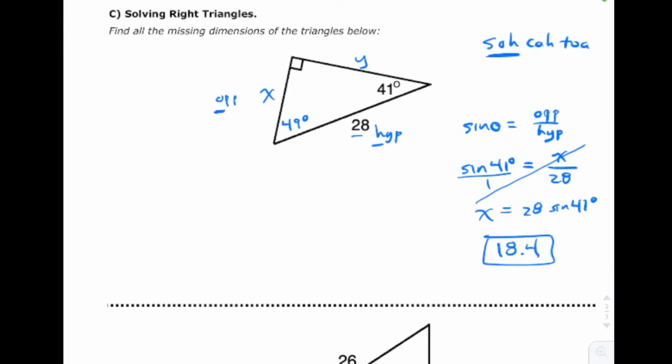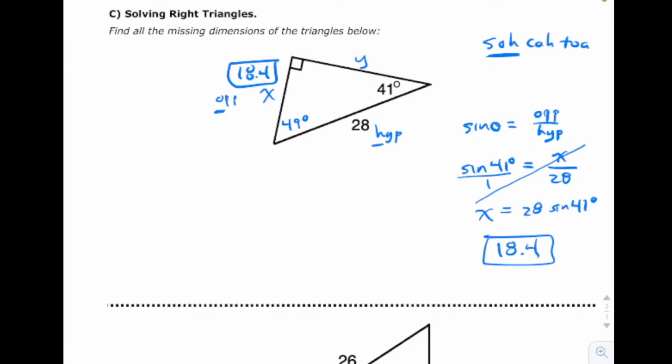They gave us a whole number. That means I usually like to go maybe one more decimal place. It's just a habit. You want to go 2 more decimal places? That's fine with me. 18.4. I just solved for this side. I should be happy. Look at that. We're moving.